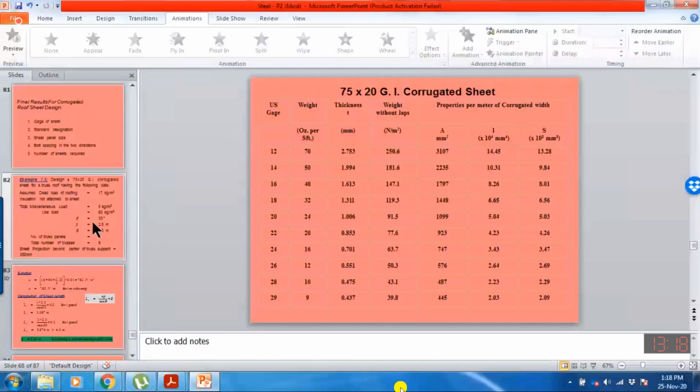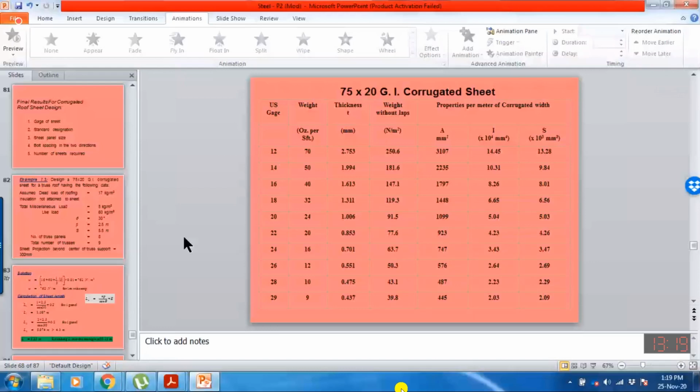17 means that if I multiply with the g value, maybe 10, that would be around 160 Newton per meter square. 160 means that is the weight between gauge 14 and gauge 16 sheet. Or you can assume the weight corresponding to gauge 16. But later on, if the design is coming for gauge 14, you can revise the calculation. So at the start, you can assume the weight on the higher side.